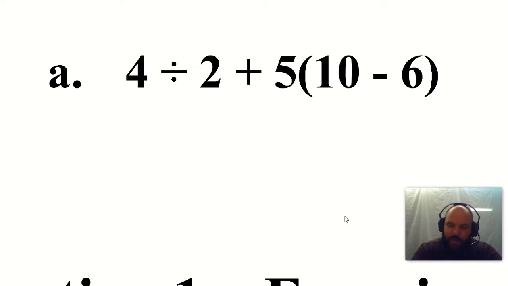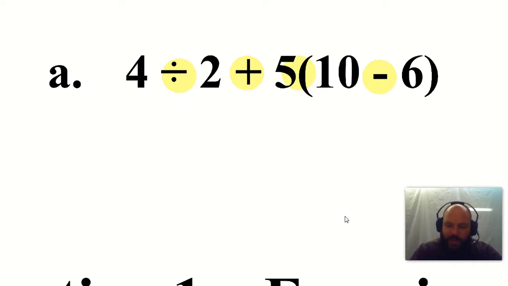So we have 4 divided by 2 plus 5 times the quantity 10 minus 6. You can see I put a highlighted dot at every operation. Note that between the 5 and the parentheses, there is not an addition or subtraction or any sign there. If there's no sign, it's understood to be multiplication. So we need to look at all this and decide what we need to do first.